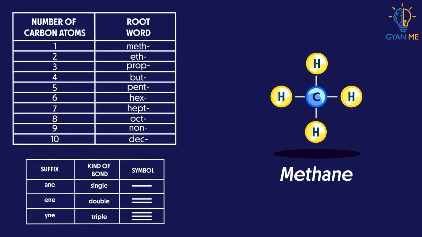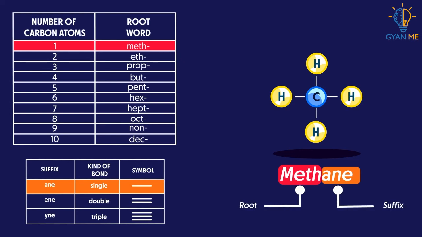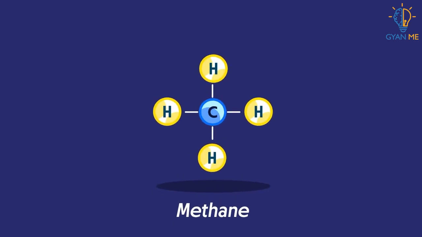Say for example, if there is methane, it has just 1 carbon here, so its root is meth, and now since it has all single bonds, that is, it is saturated hydrocarbon, it has the suffix -ane, and thus the name methane. So if we see here, we have 2 parts in the name. One is root and other is suffix. Now if one hydrogen is replaced by chlorine, then what? What will be its name then?